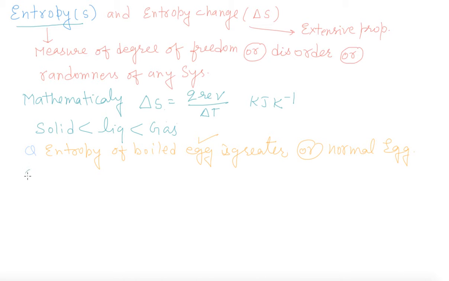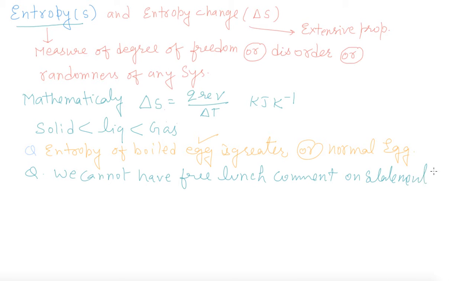One more question I remember here is based on the first law of thermodynamics: we cannot have a free lunch. Comment on the statement. Its answer is based on the first law, that we cannot have something without giving something. If I explain it normally, we are spending money and then getting something. We are having the lunch because we are doing work, so we are getting energy by doing work. This is the explanation that we cannot have a free lunch.